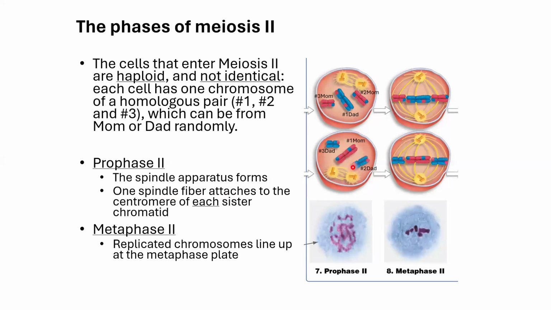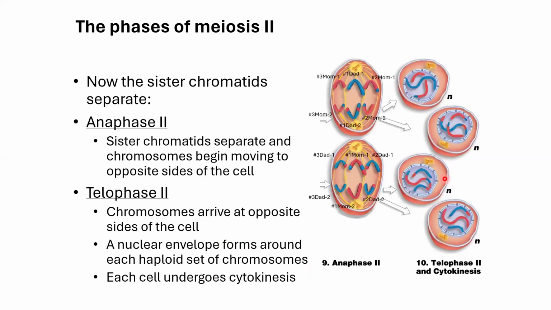It attaches to the centromeres of each sister chromatid, and in metaphase 2, they align again at the metaphase plate. The chromosomes end up in the middle. Then the sister chromatids are separated in anaphase 2. Then it goes into telophase, where they arrive at the poles and separate out into 4 unique little cells after going through cytokinesis.